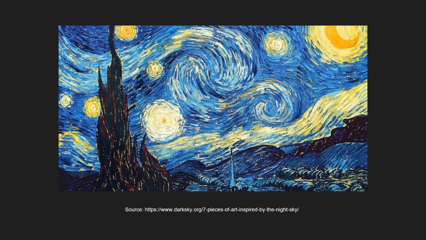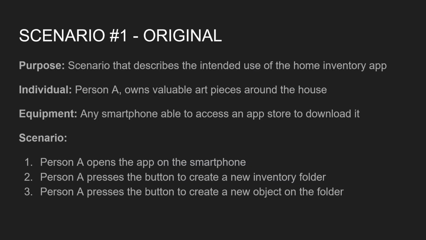So the first example is going to be about pieces of art. This scenario displays the perfect usage of our application. So a person A owns valuable art pieces around the house. In order to use the app, any smartphone should be able to access an app store and download it. So the scenario would be the person opens the app on the smartphone.